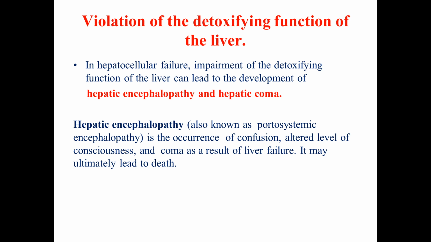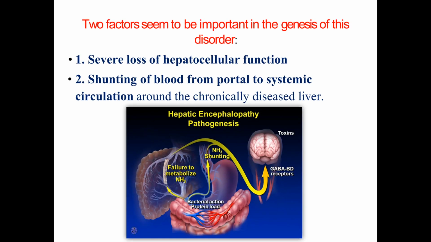and hepatic coma. Encephalopathy, also known as portosystemic encephalopathy, is the occurrence of confusion, altered level of consciousness, and coma as a result of liver failure, and may ultimately lead to death. Two factors seem to be important to the genesis of these disorders. First is severe loss of hepatocellular function, and next is shunting of blood from the portal to systemic circulation around the chronically diseased liver.